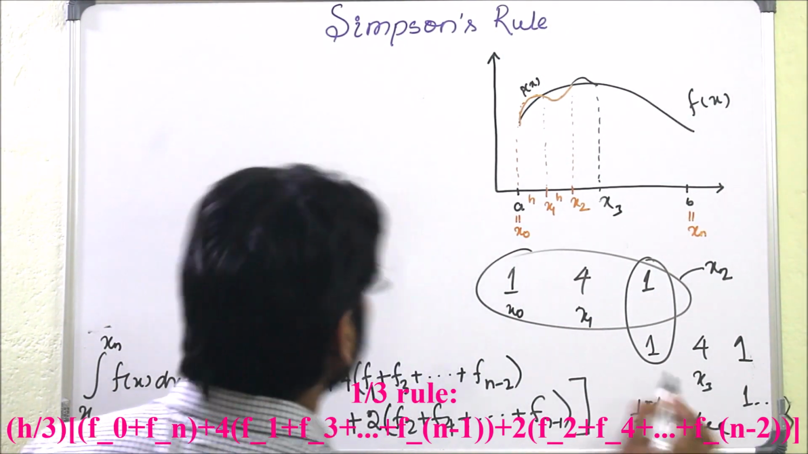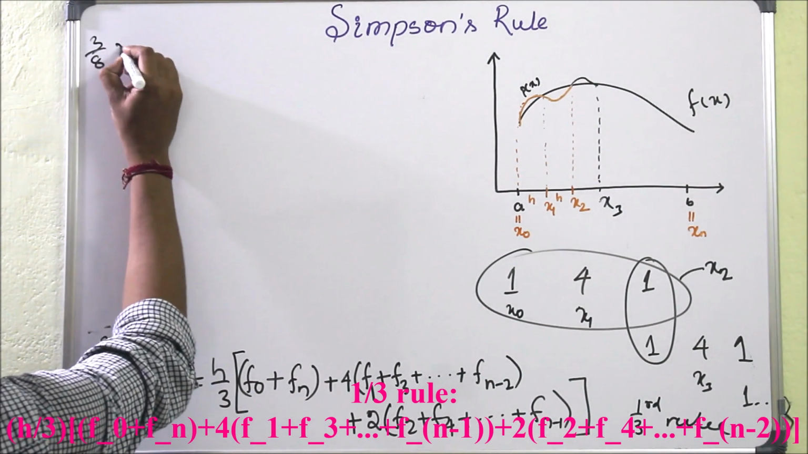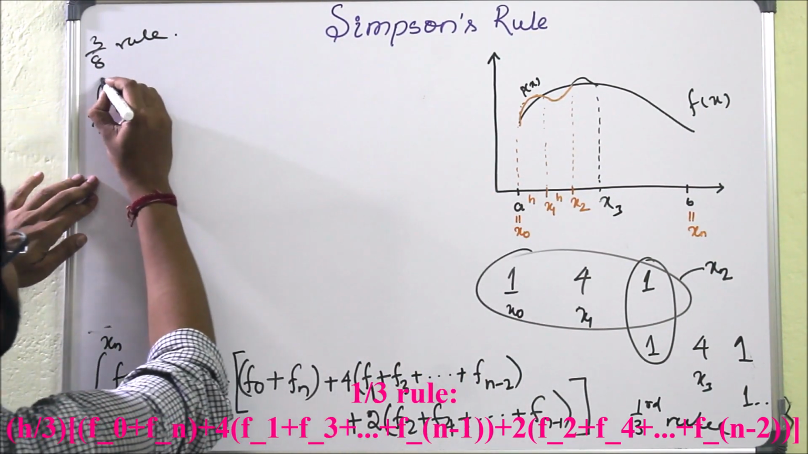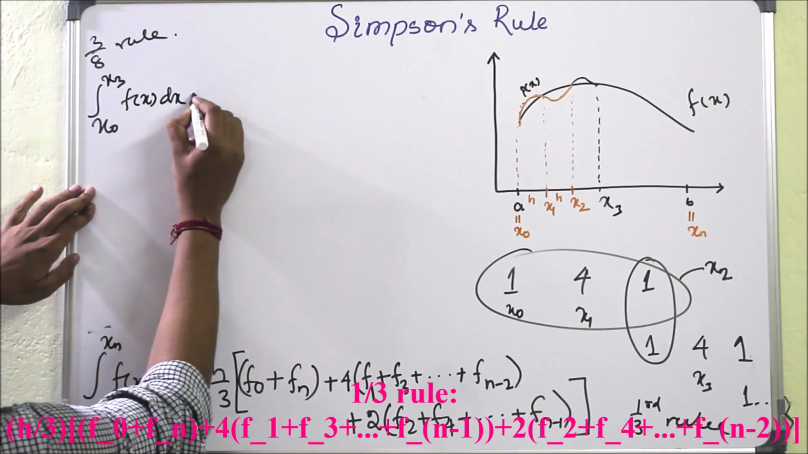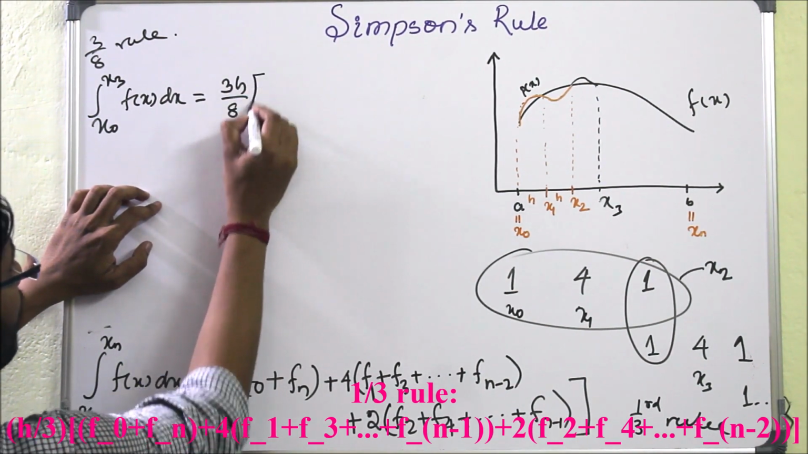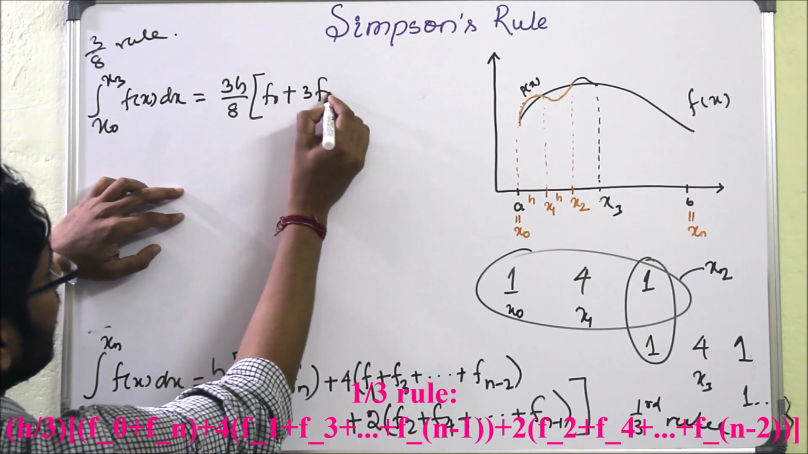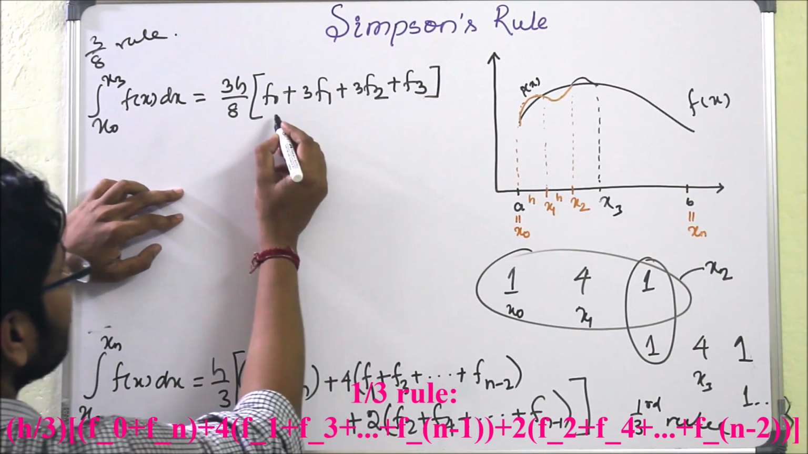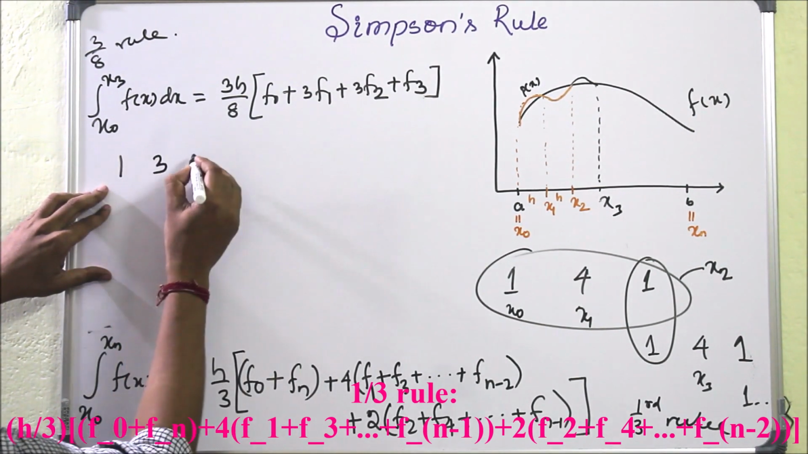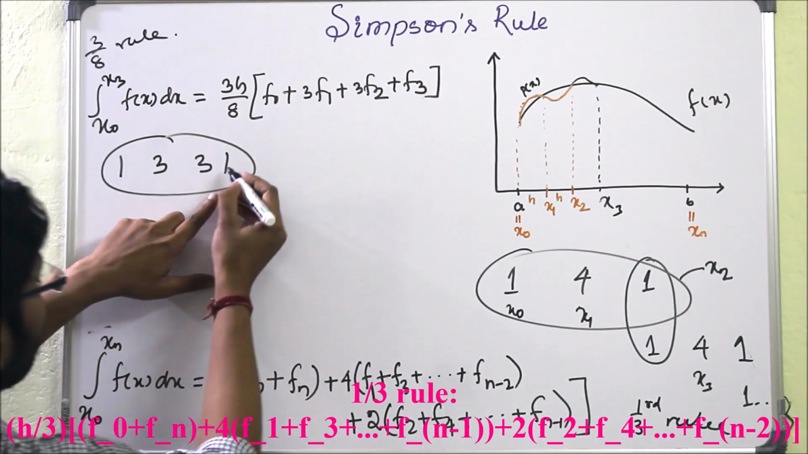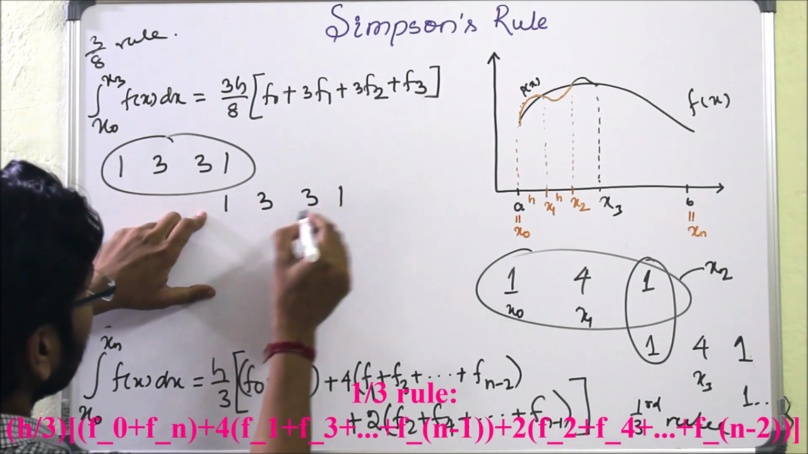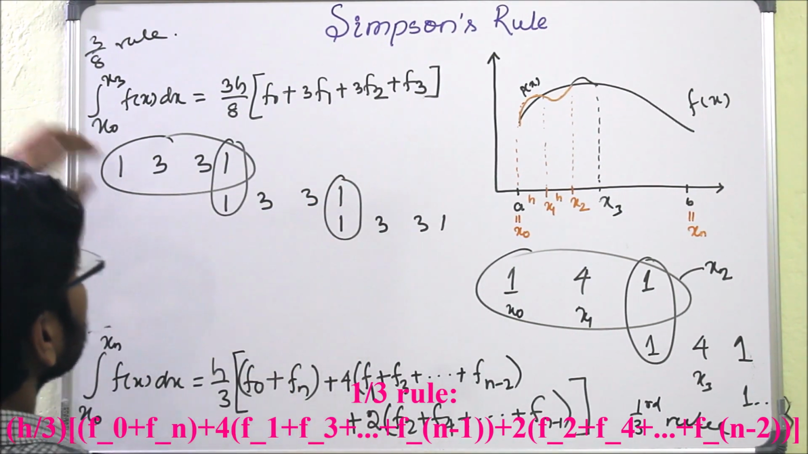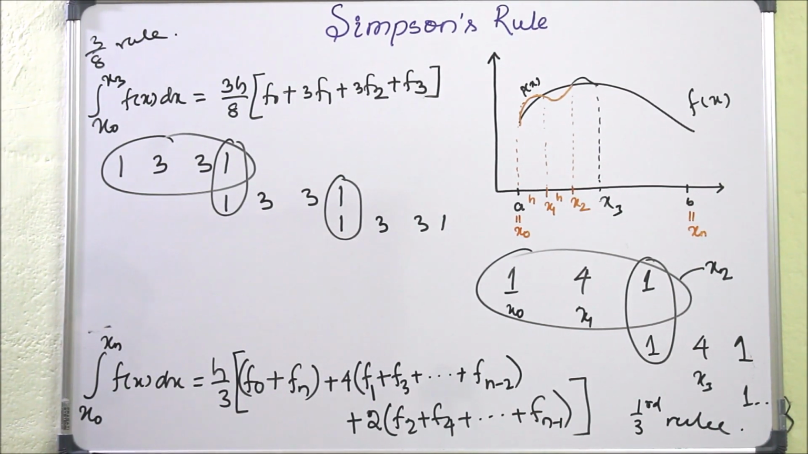So this is the 1/3 rule, and for the 3-8 rule, what to do? We have to find the integral from x0 to, now it will be x3, of f of x dx. So it will be 3h by 8 whole into f0 plus 3f1 plus 3f2 plus f3. That means we can see here the coefficients 1 3 3 1. So this is the formula. Then again from this node we will get 1 3 3 1, then 1 3 3 1, and this term will be added. So it is very easy to remember the two formulas if we know the numbers.